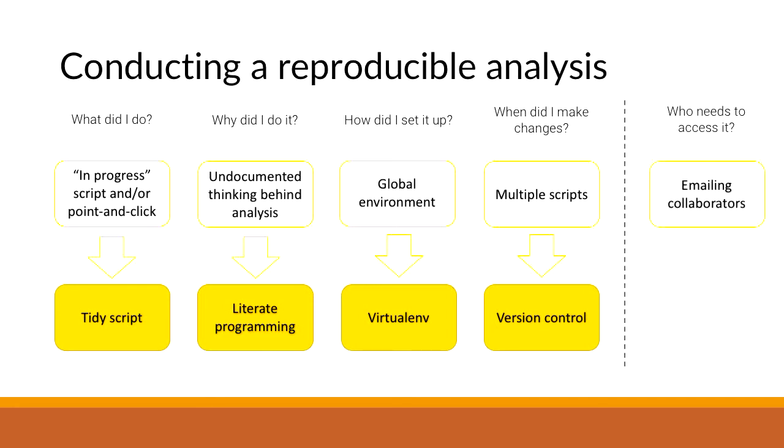And the kind of optional but extremely important step is sharing who needs to access it. In irreproducible research, we may email collaborators and manually integrate their changes. In reproducible research, we'll use code-sharing websites such as GitHub to make sure that we have documented changes and everything's easily integrated.